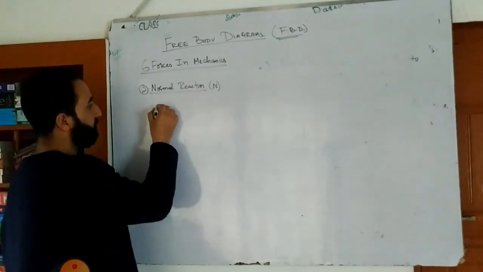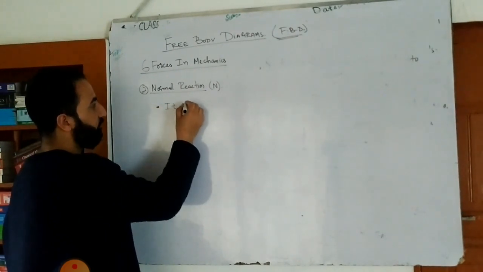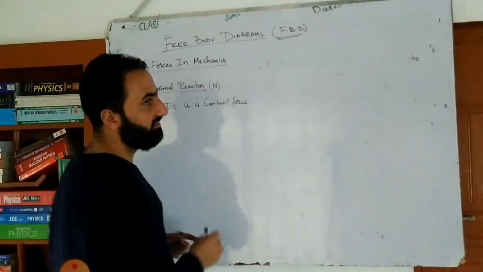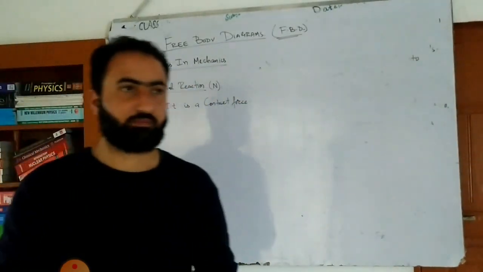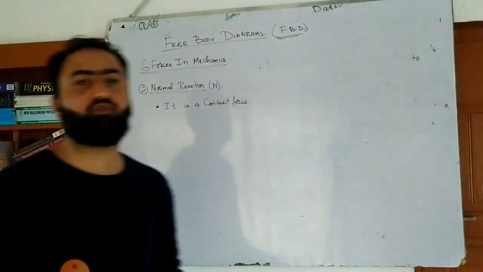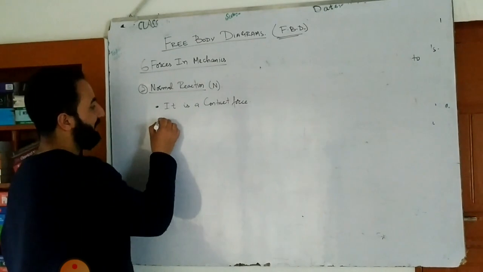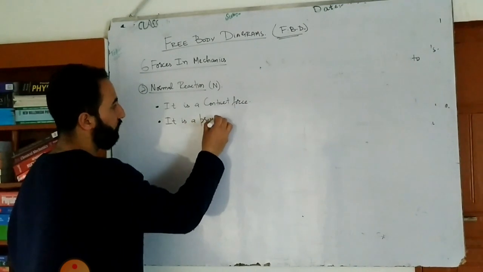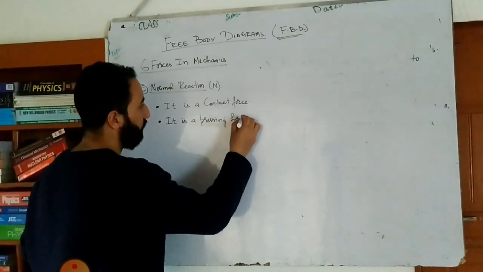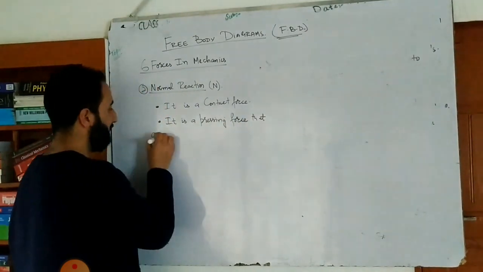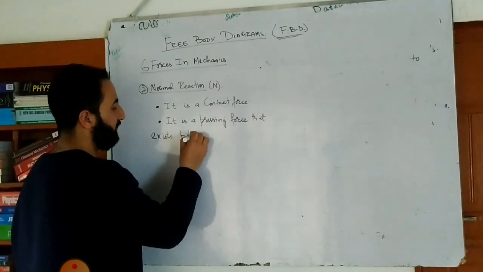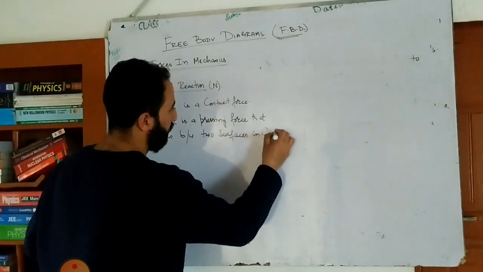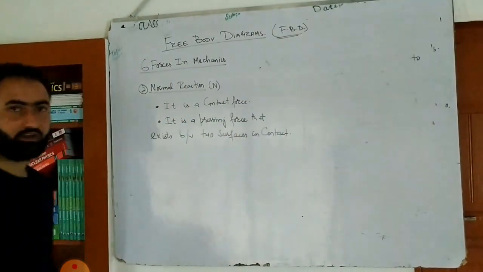So how to define it? First of all, point number 1, it's a contact force. Contact force implies that it will exist only if there is contact between two objects or between two surfaces, and it will not exist if there is no contact between two surfaces. Okay? Number second, second definition, it is a pressing force that exists between two surfaces in contact. Okay?